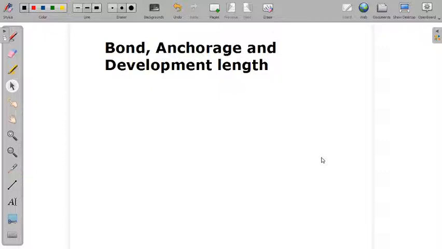The length of a member required to develop the full bond is called the anchorage length. Remember, here it is talking about the reinforcement. Okay, the total length of a reinforcement required to develop the full bond is called the anchorage length. The bond is measured by bond stress. So in code books they have given the design bond stress for different grades of concrete.